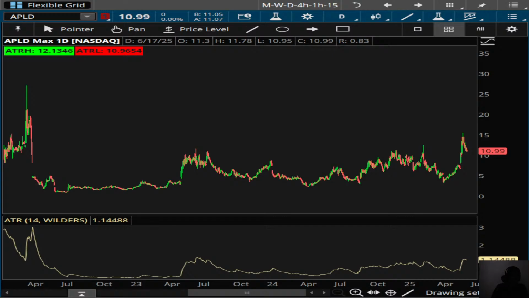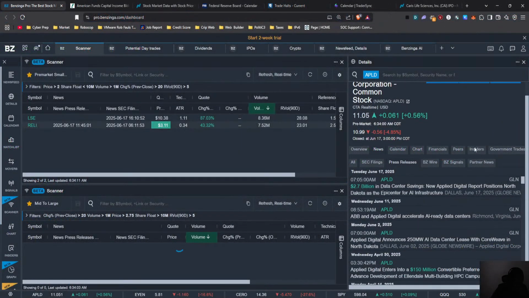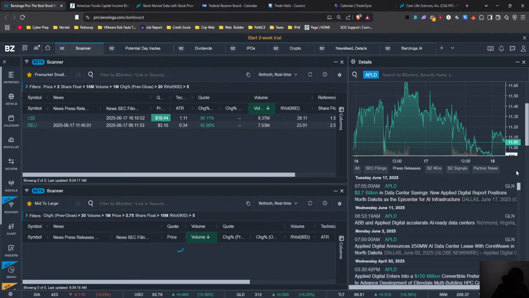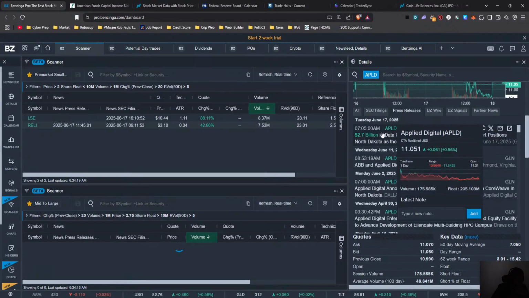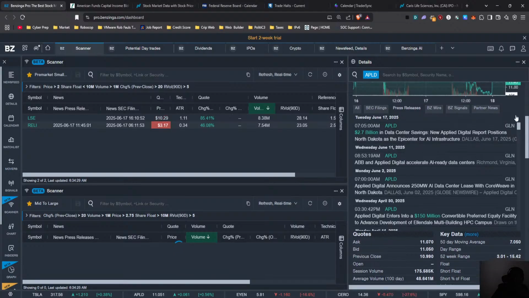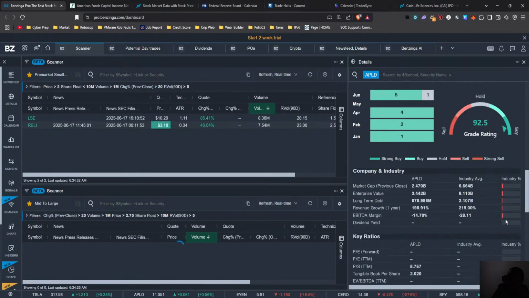APLD. Applied Digital Corporation common stock. So let's see an overview. APLD, so it's got news for yesterday. 2.7 billion in data center savings. New applied data report positions North Dakota as the epicenter of AI infrastructure. Okay, let's jump down here.